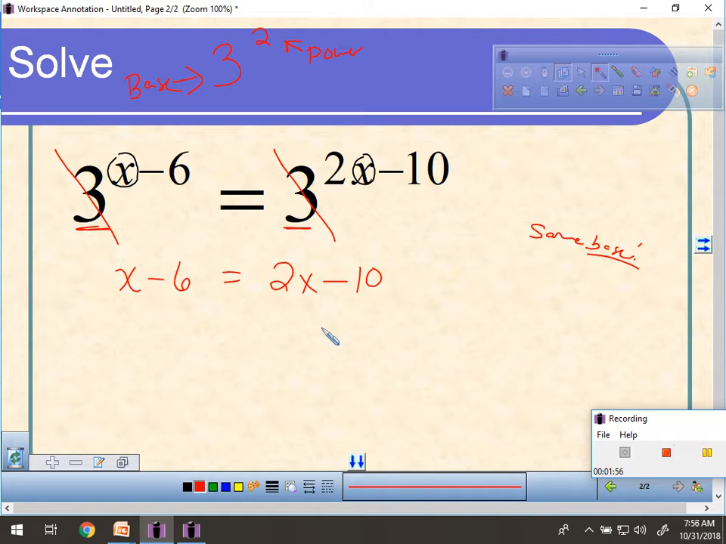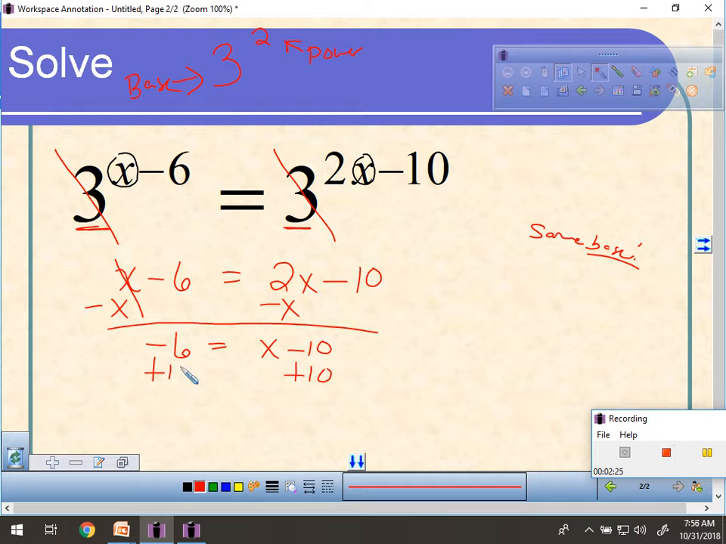And then you would solve this just like any normal equation. So I would first start off by subtracting x from both sides, getting negative 6 is equal to x minus 10, and then add 10 to both sides, so you get a final answer of x is equal to 4. But remember, at the heart of this, guys, is the fact that they have the same base. And because they have the same base, you can cross those bases out, and the exponents will drop down.